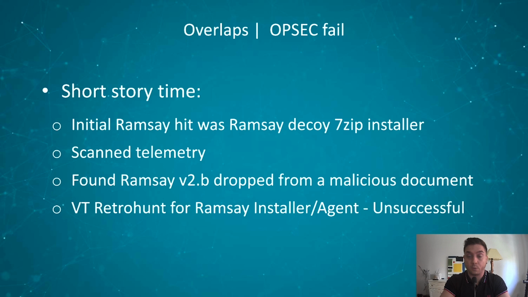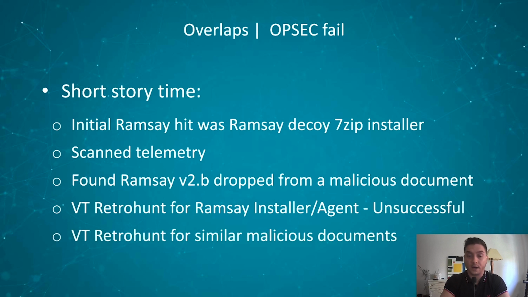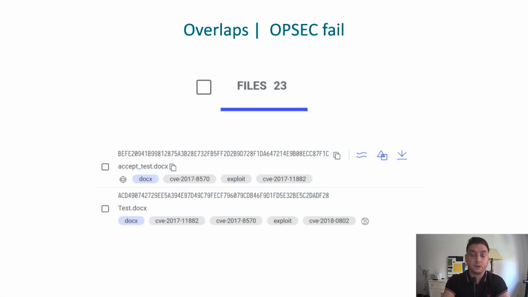Then after this, we wanted to find more instances of Ramsay, so we ran a VT retro hunt in order to find more instances of the installer or agents. But unfortunately, we were unsuccessful. However, we ran another series of retro hunts in order to find the malicious documents that leverage these Ramsay artifacts, and in this case, we were successful. In total, we found 23 related documents.